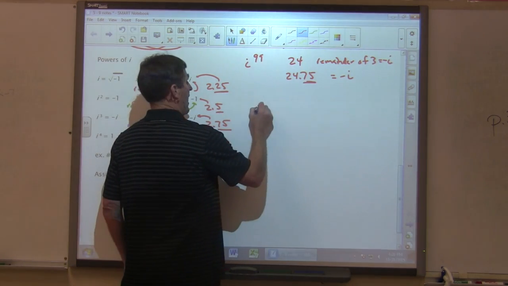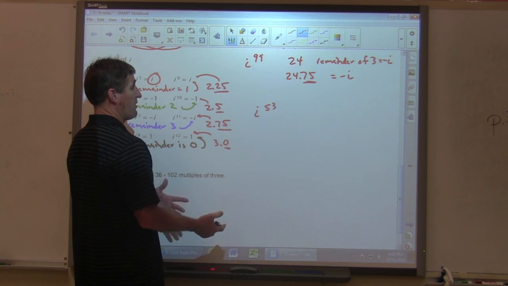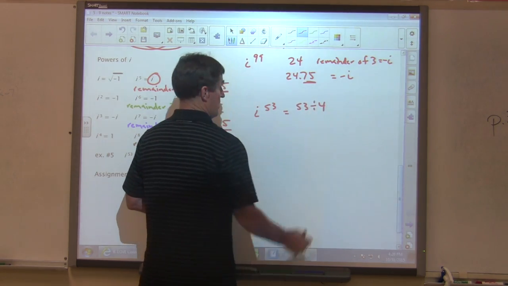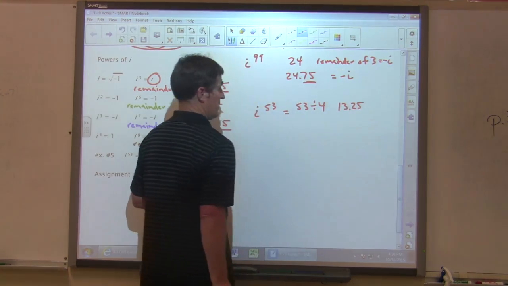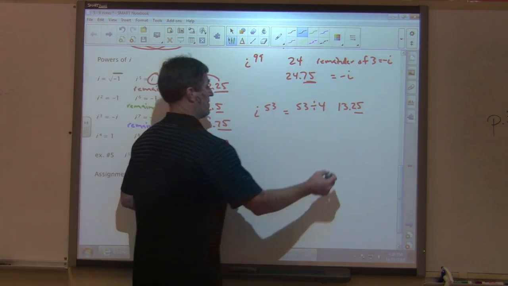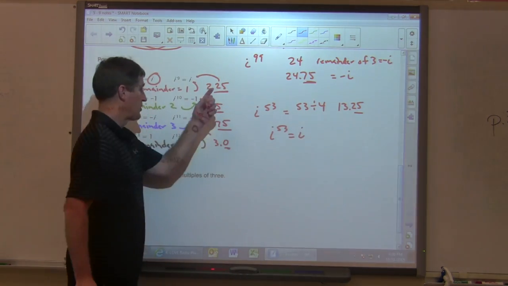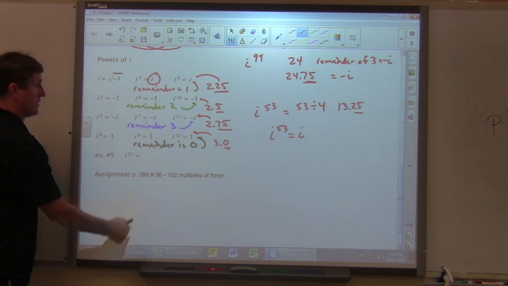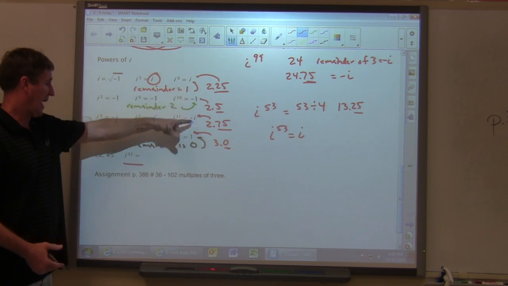So if I take I to the 53rd, let's say I don't know what that is, and I take out my calculator, and I go 53, and I divide it by 4, and that would be 13.25. And so since it's 0.25, I know that it is equal to I. And so I to the 53rd is equal to I. And so all your answers on this, when you simplify it, will either be I, -1, -I, or 1. So I just did this example for you. So you just have to make sure that you understand how to do this.